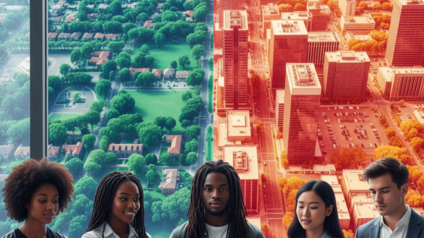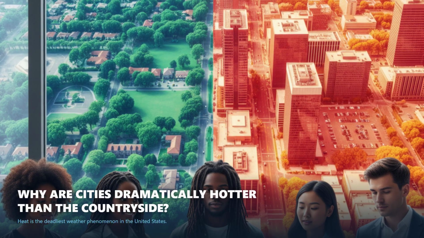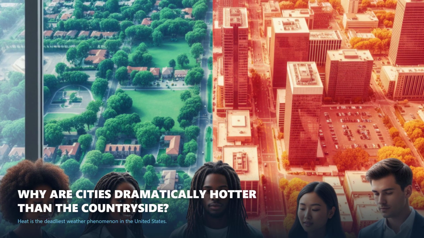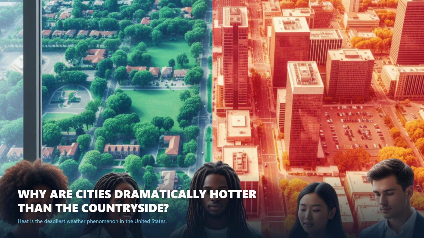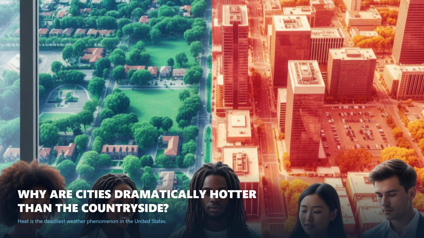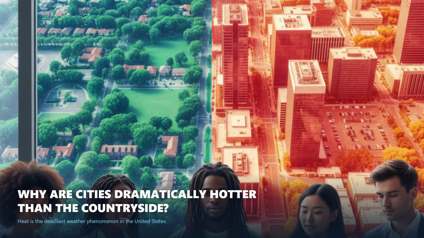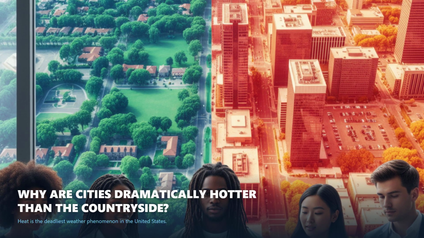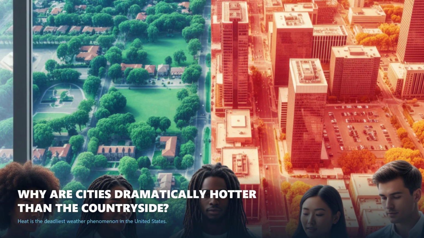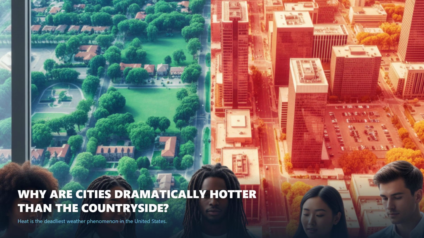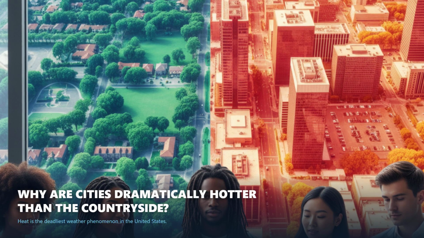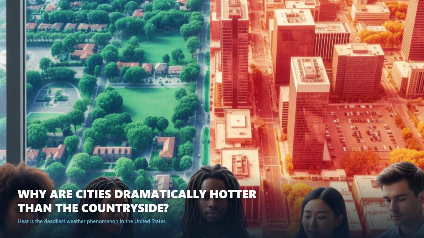Imagine a sweltering summer day where one neighborhood feels like an oven, while just a few miles away, another area is noticeably cooler. This isn't just a feeling, it's a real and dangerous phenomenon. Heat is the deadliest weather event in the United States, killing more people annually than hurricanes, floods, and tornadoes combined. So, why are cities dramatically hotter than the surrounding countryside? And who pays the price when urban heat becomes deadly?